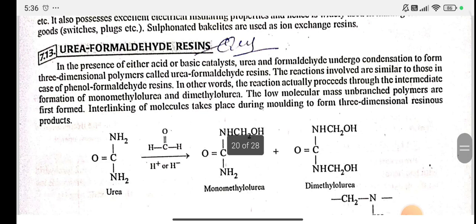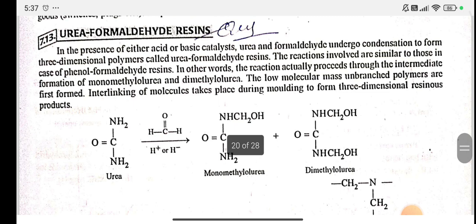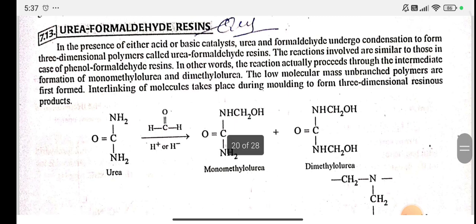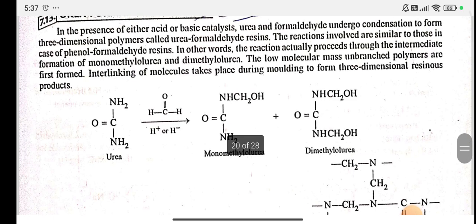Urea formaldehyde resins. In the presence of either an acid or a basic catalyst, urea and formaldehyde undergo condensation to form a three-dimensional polymer called urea formaldehyde resin. The reactions involved are similar to those in the case of phenol formaldehyde resins. In other words, the reaction actually proceeds through the intermediate formation of monomethylurea and dimethylurea. Low molecular mass, branched polymers are first formed. The interlinking of molecules takes place during the molding to form the three-dimensional resinous product.